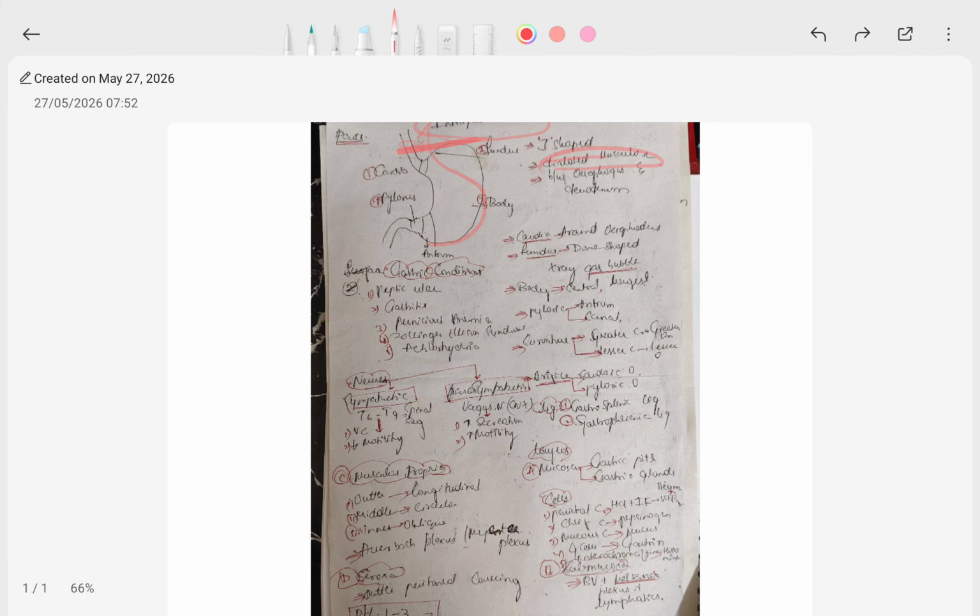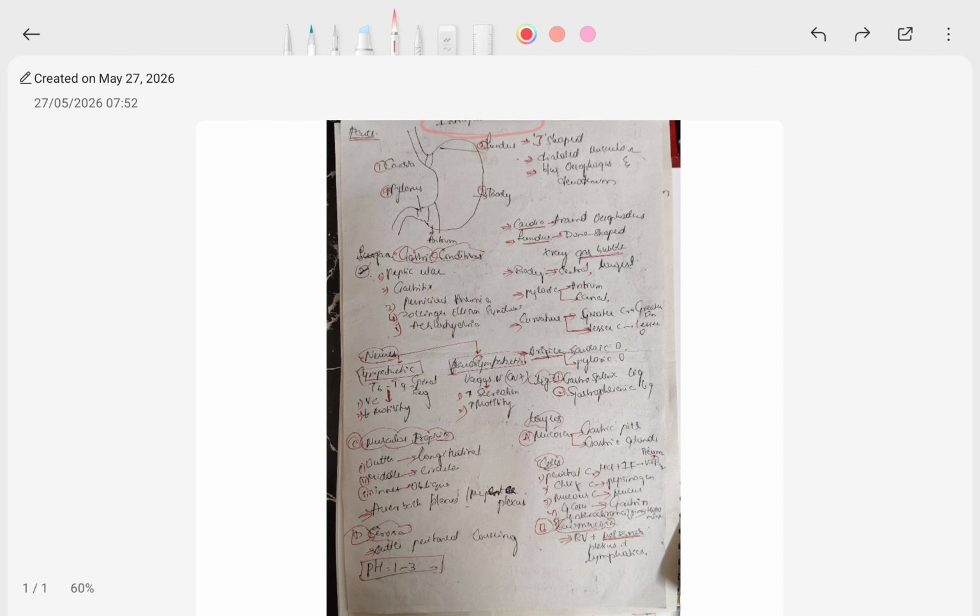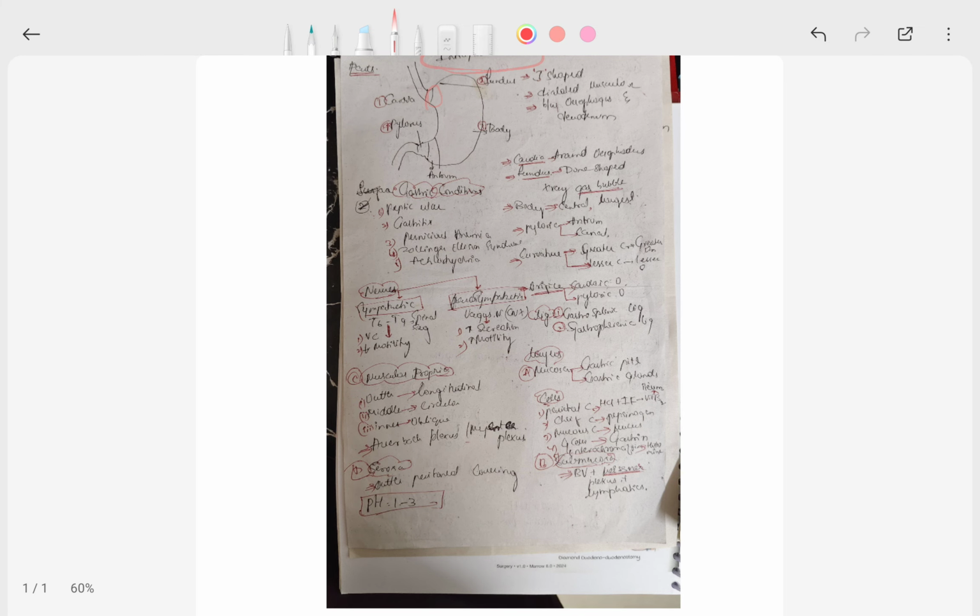Then you have the parts of the stomach. This is the cardia, which is present around the esophagus, and this is the fundus, a dome-shaped structure. Here, if you see an X-ray, you will see air bubbles. And this is the body, the largest and central part. And this is the antrum, like the pylorus. The pylorus has a canal and an antrum region.